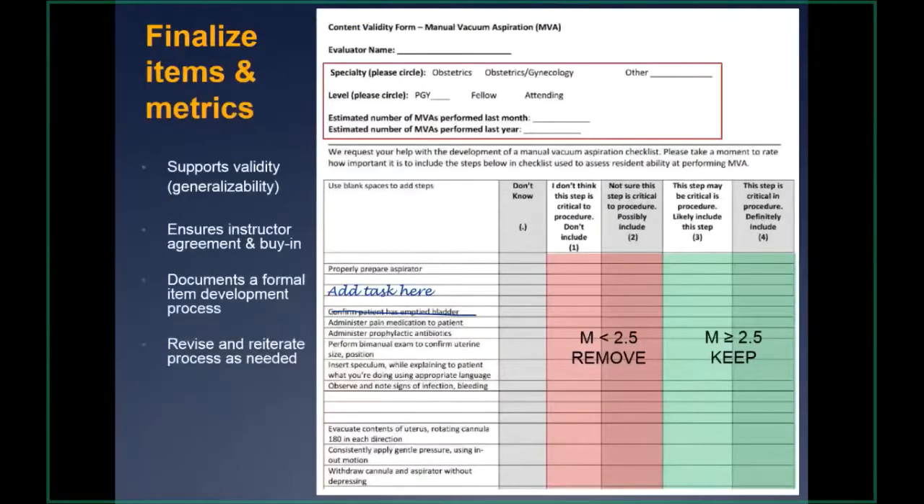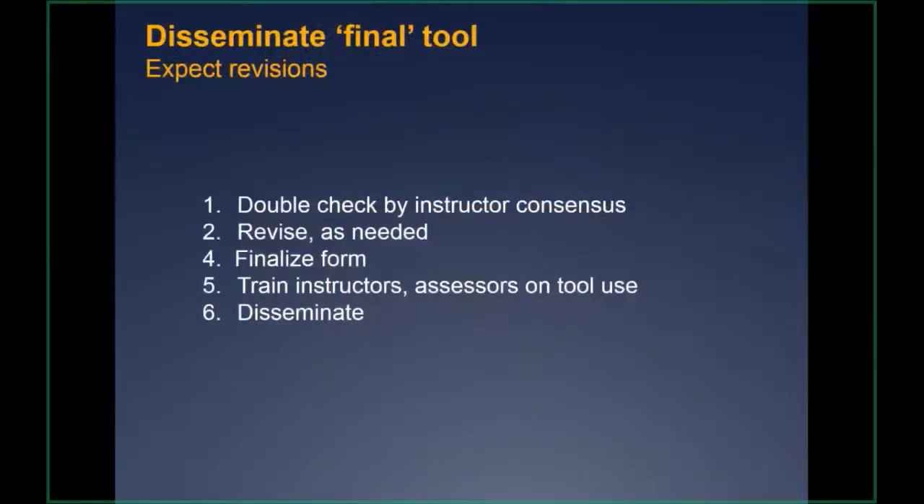This process is important for ensuring instructor agreement and buy-in. It also documents the formal item development process. This gets lost in the weeds very quickly because there's oftentimes many, many iterations and revisions. Here we go finally to disseminating your tool. You've created this fantastic thing.